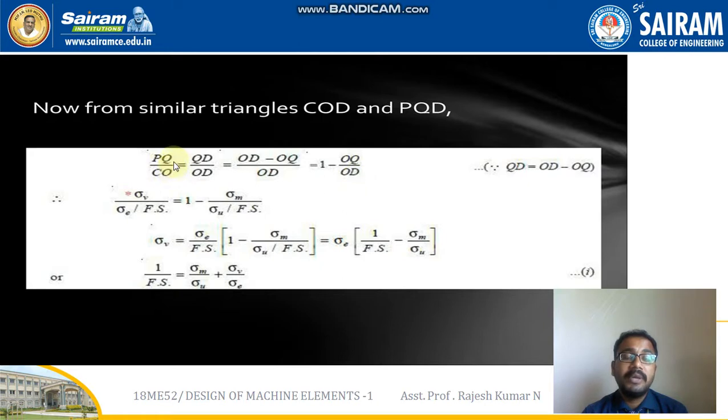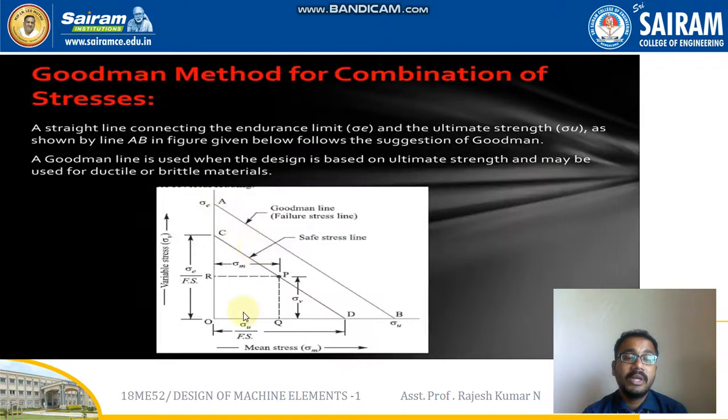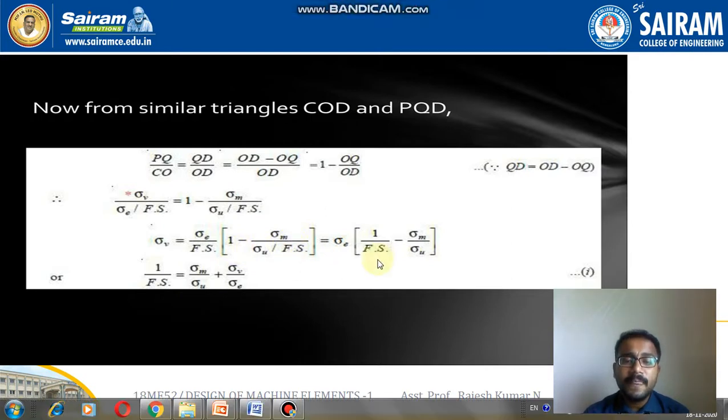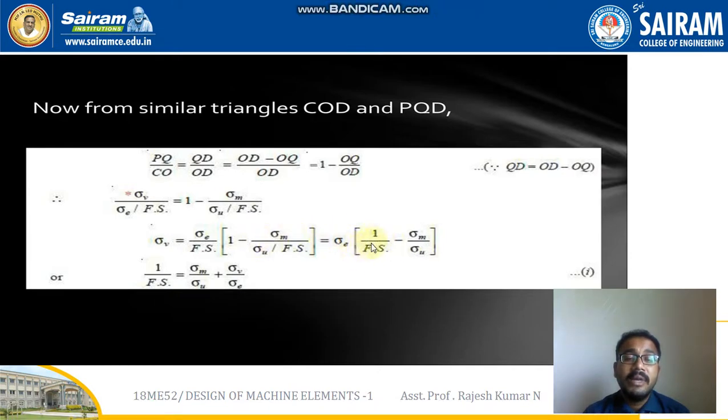Now we know PQ and CO and all this information. PQ is nothing but the variable stress, so let me write it as sigma V divided by CO, which is the induced stress divided by factor of safety, the safe limit. This is equal to 1 minus OQ, which is the mean stress sigma M, divided by OD, which is the ultimate stress divided by the factor of safety. Now keeping the variable stress on one side and taking everything to the other side, sigma E by factor of safety into 1 minus sigma M divided by sigma U by Fs, which is equal to sigma E times 1 by Fs minus sigma M by sigma U.